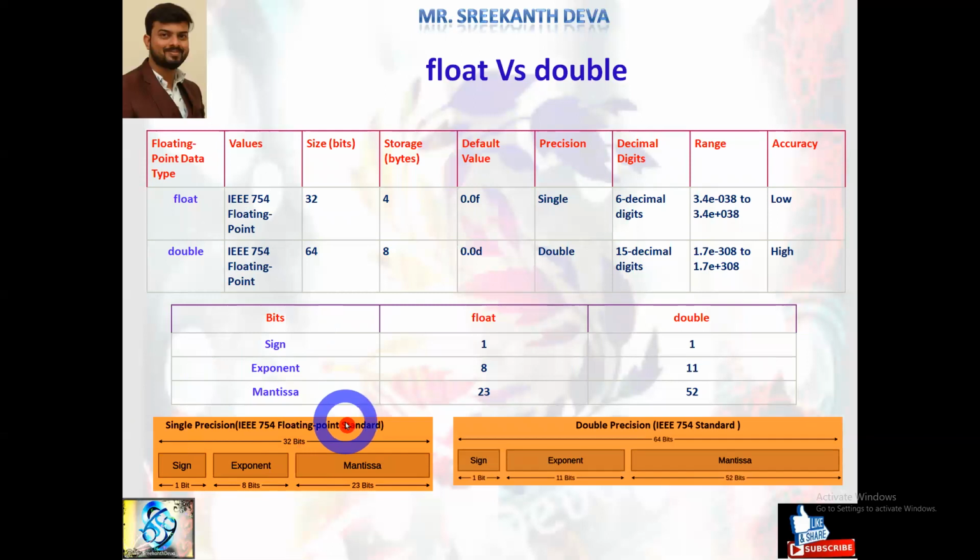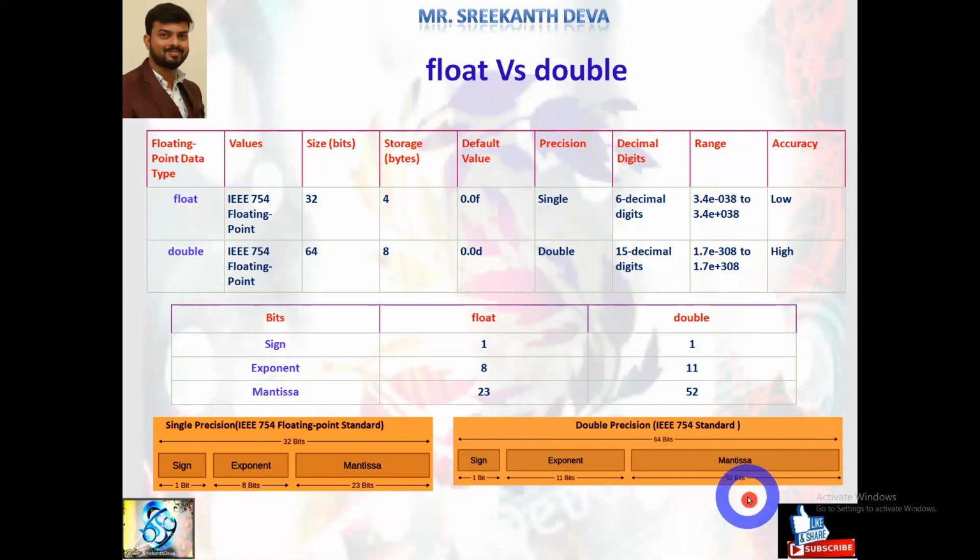See the representation of float and double bits: sign, exponent and mantissa. Observe here, in case of float, single precision IEEE 754 floating point standard, float occupies 1 bit as a sign bit. Double occupies 1 bit as a sign bit. For the exponent, float occupies 8 bits, and double occupies 11 bits. Float occupies a mantissa of 23 bits. In case of double, the mantissa occupies 52 bits.